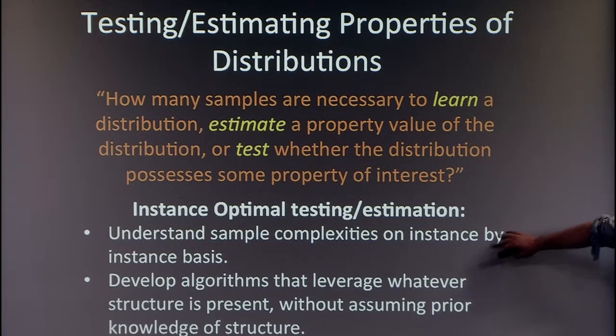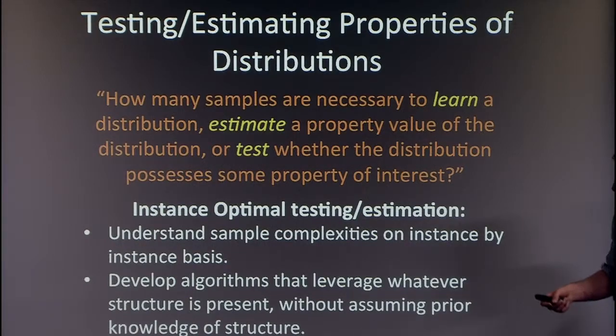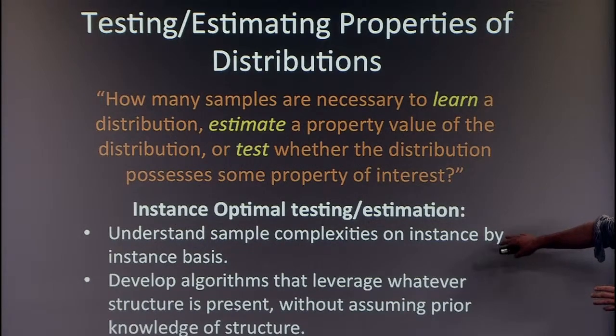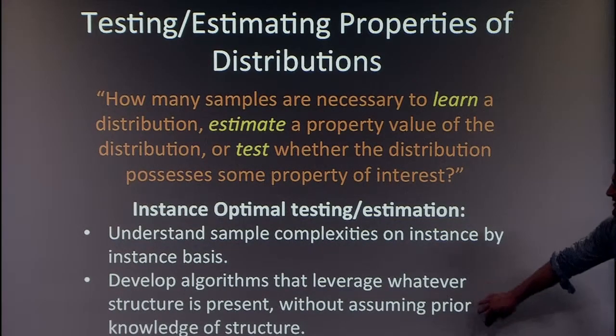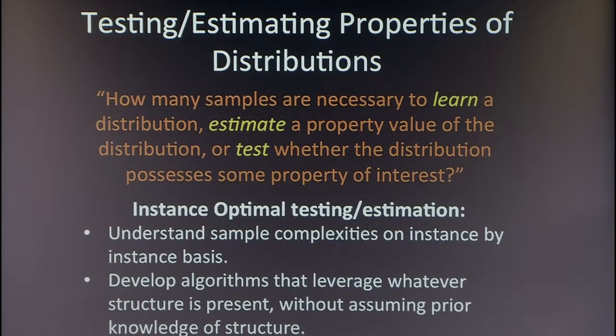So we'd certainly like to understand the sample complexities of the tasks we care about on kind of an instance by instance basis, and I'll give one very concrete example of what that means. But as opposed to asymptotic rates of convergence, as opposed to worst case over various classes, we'd like to know kind of on every instance what's going on. And we'd also like to develop algorithms which leverage whatever structure is present in the instance, but we don't want them to need to assume prior knowledge of that structure. Okay, so that you give them your samples, they should be able to figure out what structure is there and leverage it, but not know ahead of time. Okay, so these are both optimistic and a bit naive.